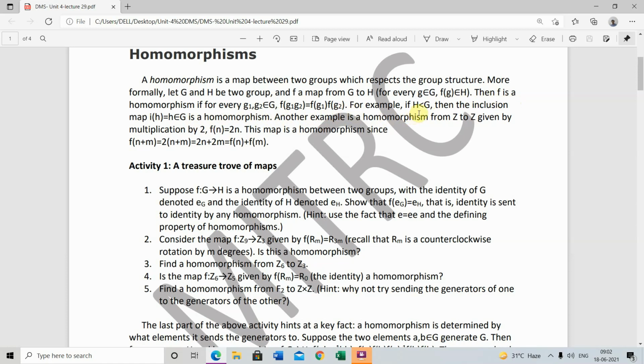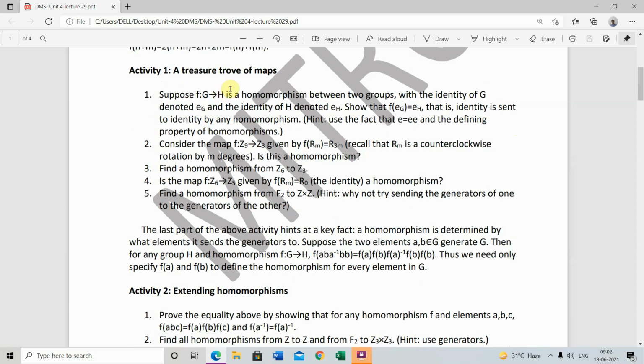For example, if H is a normal subgroup of G, then the inclusion map f(h) equals h, from H to G, is a homomorphism. Another example of a homomorphism is from Z to Z given by multiplication by 2, f(n) equals 2n. This map is a homomorphism since f(n plus m) equals 2 times (n plus m), which is 2n plus 2m, or f(n) plus f(m).